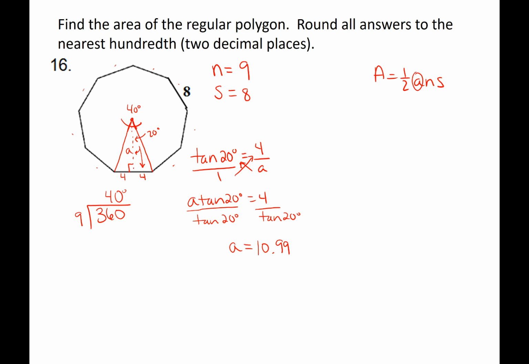Then I have all the stuff I need to plug into the formula. A equals 1/2 ANS, so A equals 1/2, 10.99. Number of sides was 9, and side length was 8. So then I'm going to multiply that out. 1/2 is 0.5 in the calculator. Just multiplying it out really quickly, I get the area equals 395.64. Round to 2 decimal places, that is rounded properly. And we don't have specific units given, so we would say units squared. Again, finding area is units squared.